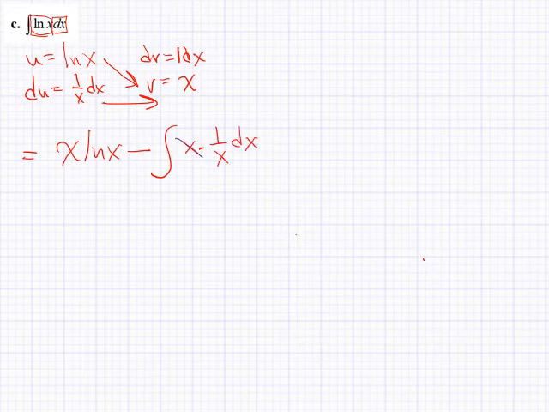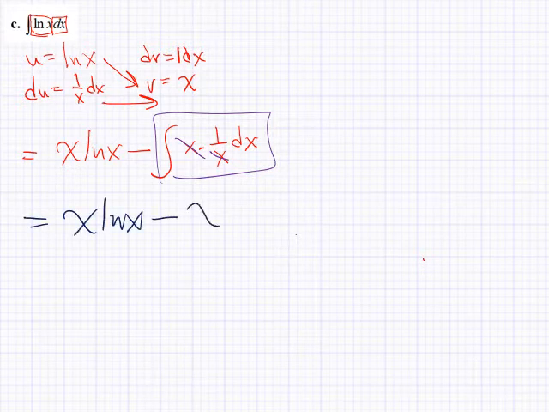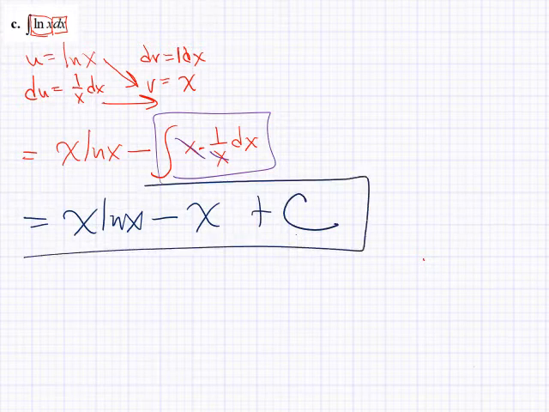Well, these two will cancel each other, so you really just have the integral of 1 again, and so you end up with x ln of x minus the integral of 1, which is x, plus c, and you're done. Okay. And that's how you're going to integrate the log of x dx.